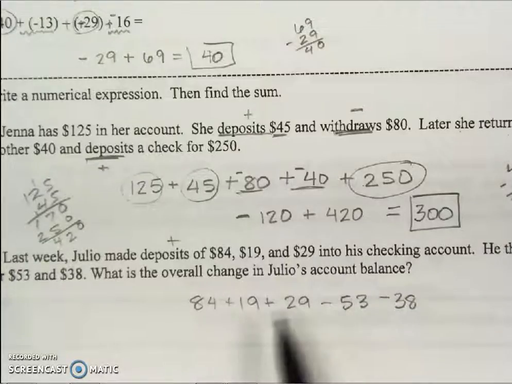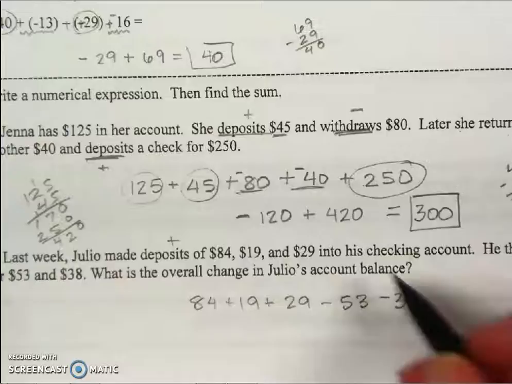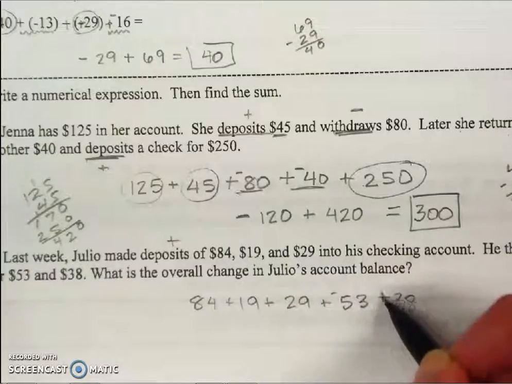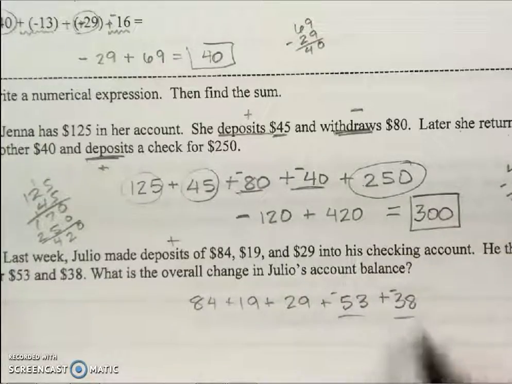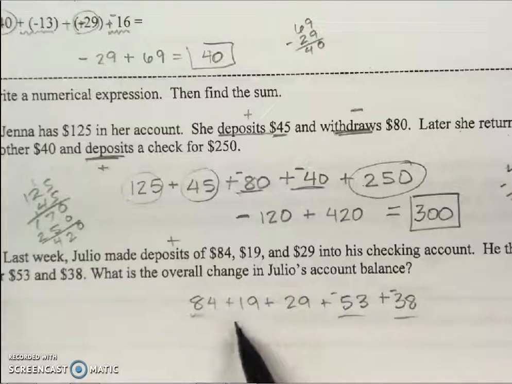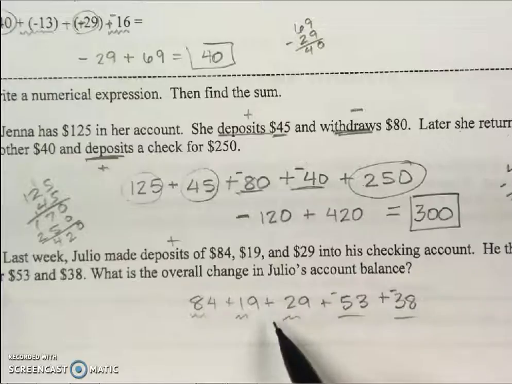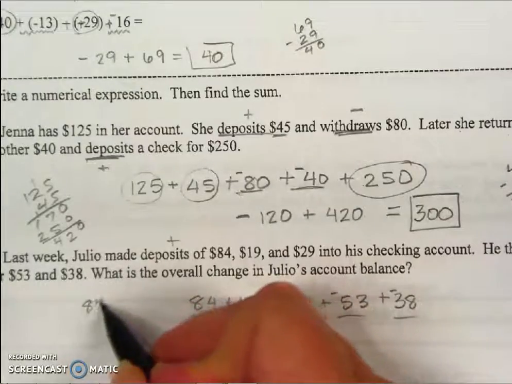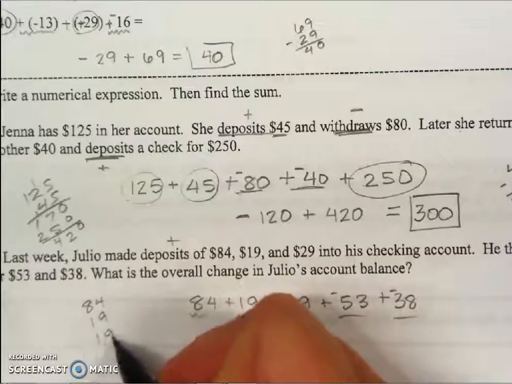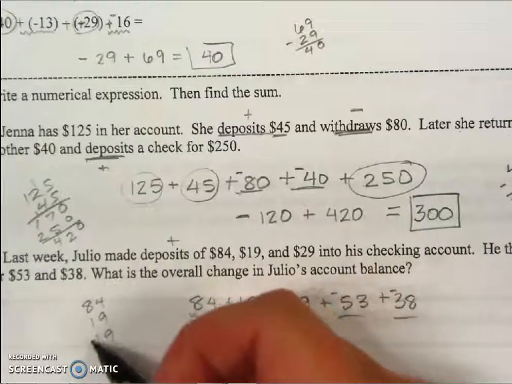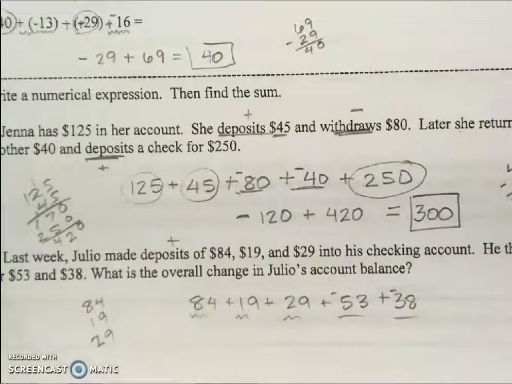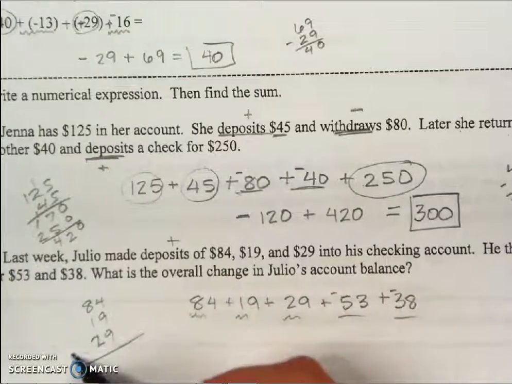So this is how we would write it. When you write a check, it takes money out. All right, add the opposite. These two are negatives, these three are positives. And so we combine those together separately. All right, so I see 84 plus 19 plus 29. 84, 19, and 29. All right, so we're adding those up.